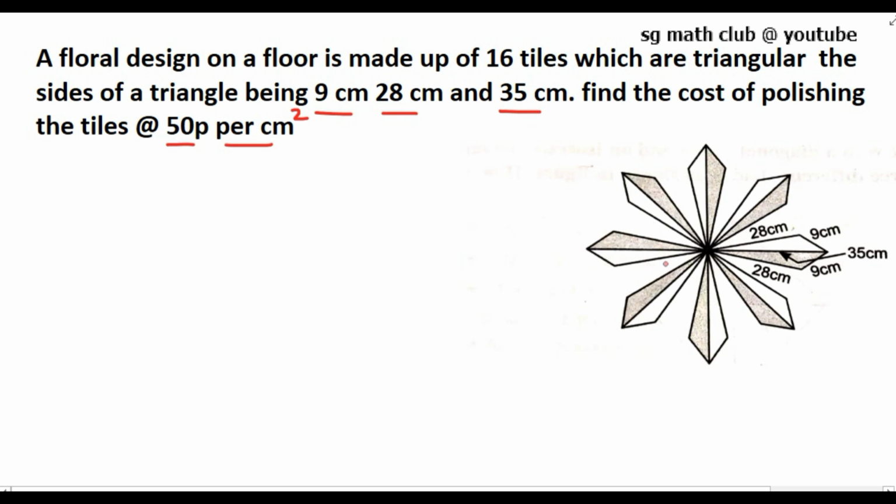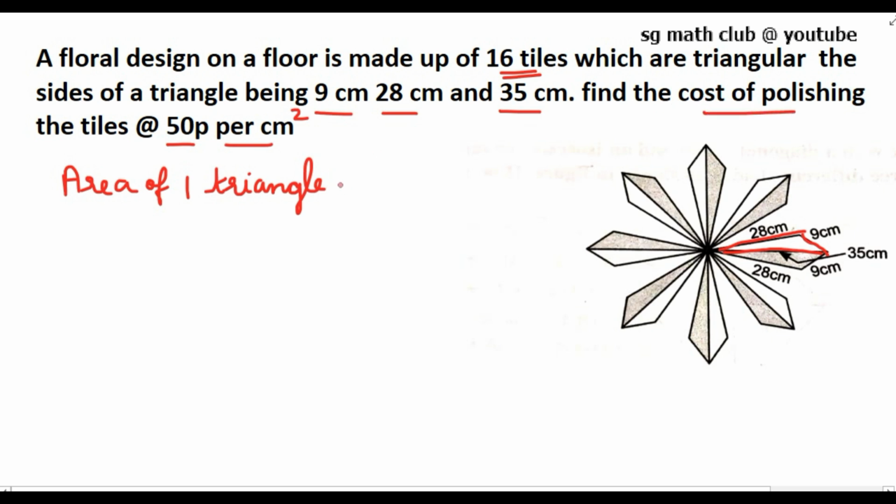So this is the floral design they have given. The sides of the triangle are 9, 28 and this side they have given as 35 centimeter. So we will find out the area of one triangle, then we will multiply with 16 because 16 tiles of triangular shape are there, and then we will multiply with 50 paisa to get the cost of polishing the tiles.